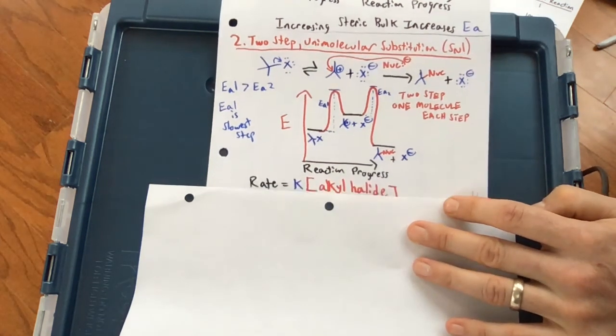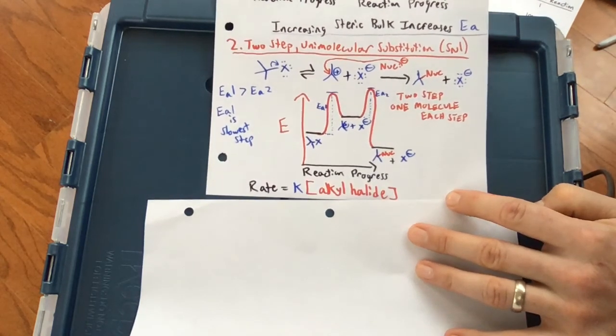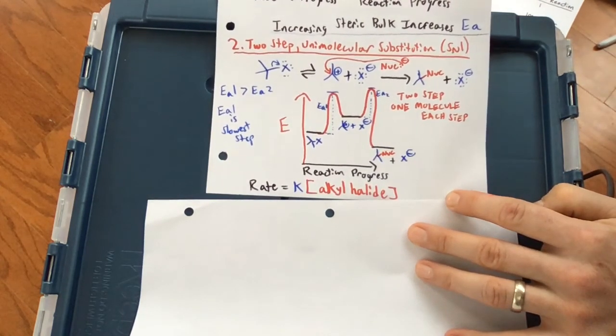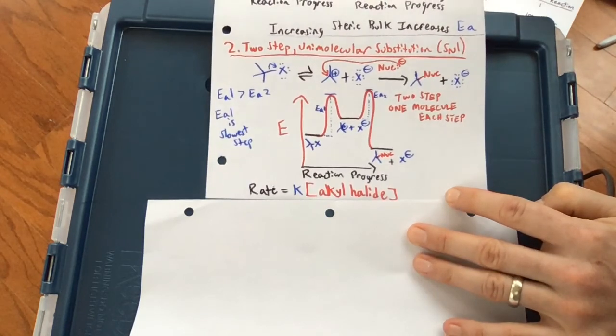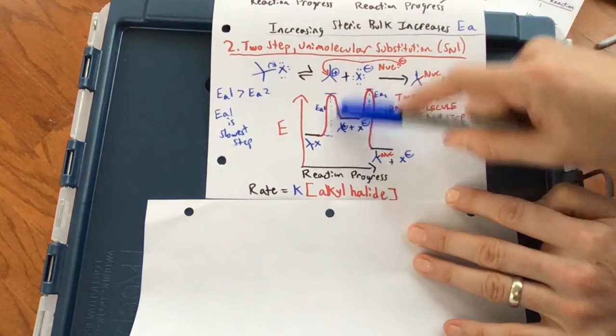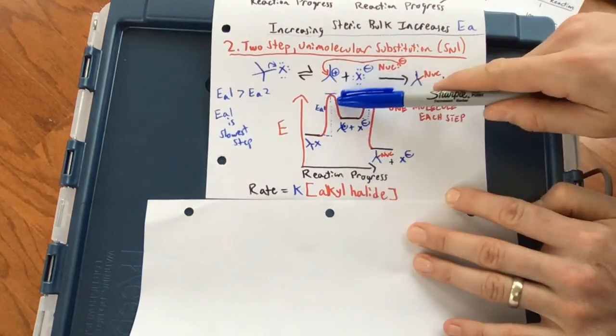So because of that, the rate law for this reaction looks like this, where the rate is equal to the rate constant times the concentration of alkyl halide, because this is the slowest step. So because this goes much slower, the reaction can proceed pretty quickly after this step.